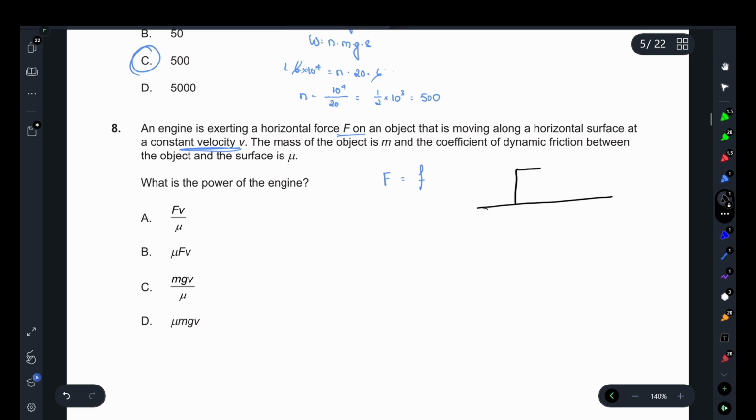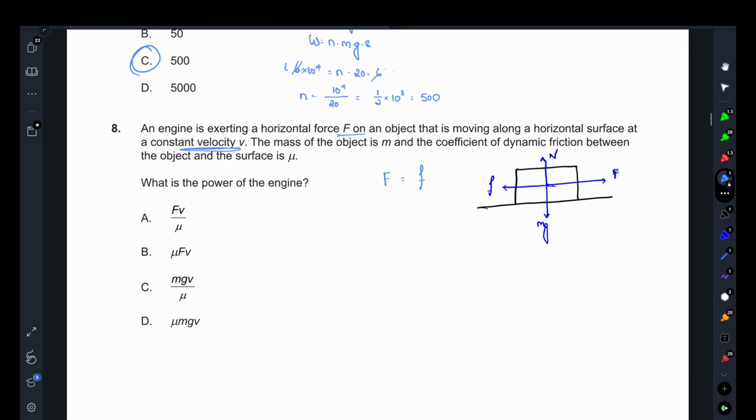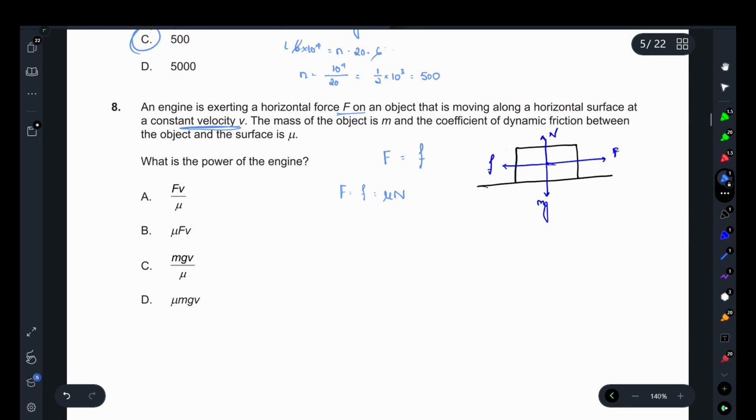So, looking at that, here we have our force that's acting on it. Then we have frictional force, weight, and your normal reaction force. Since the force and frictional force are the same, you can say F is equal to F friction, which is equal to mu N. And N is the normal reaction force, which in this case is equal to mg. So F is equal to mu mg.